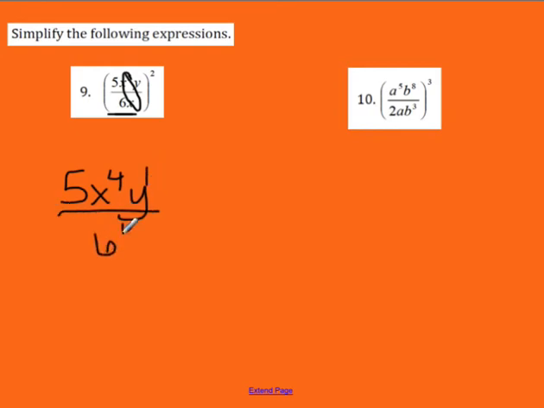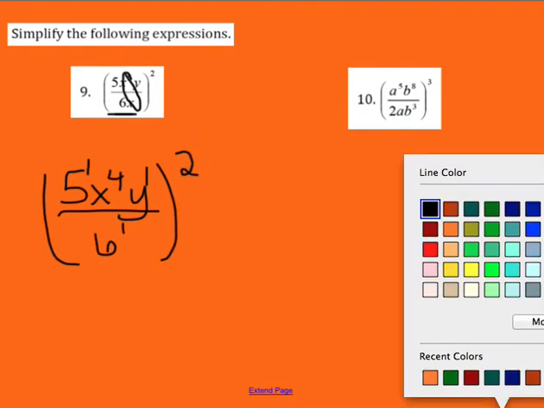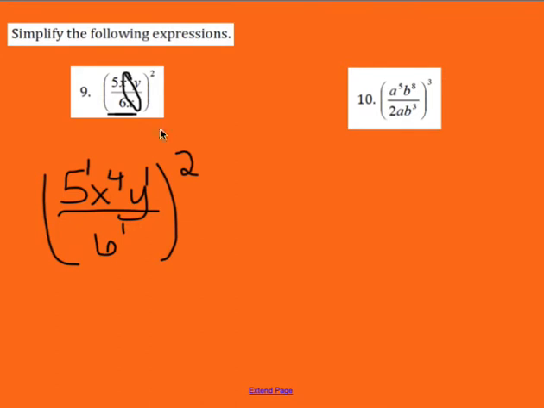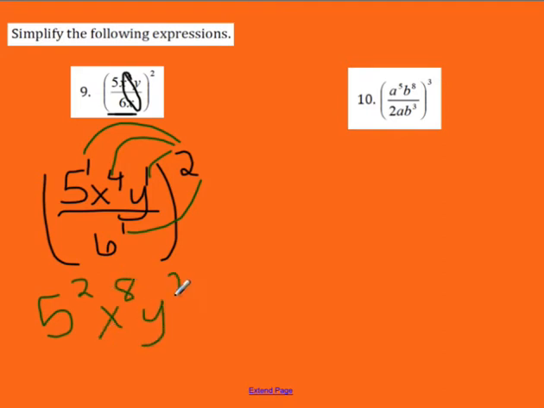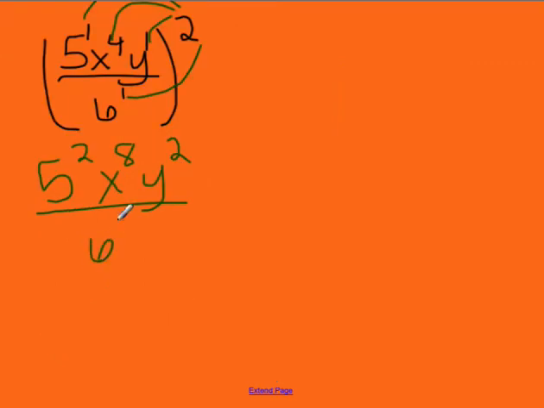Now remember, 5 and 1 each have an exponent of 1, and all of that is being raised to the second power. So now I need to take that 2, and I need to distribute it into every single item that follows in there. So I have 5 to the 1 times 2, so 1 times 2 is 2. X to the 4 times 2, 4 times 2 is 8. Y to the 1 times 2 is 2. Divided by 6 to the 1 times 2, which is 2.